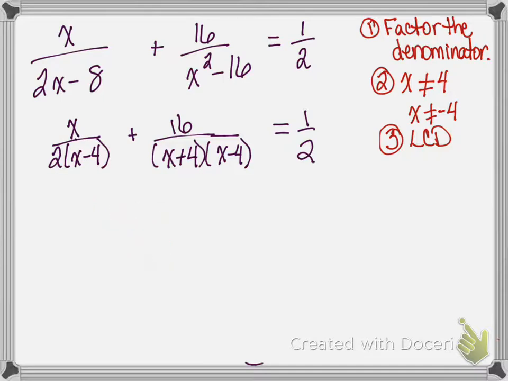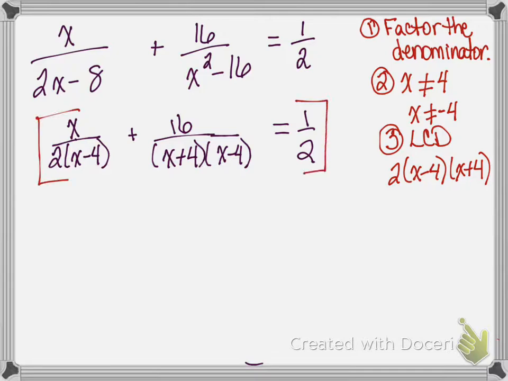Okay, now I've got to make sure that 2 is part of my LCD. So I'm going to write down 2. Then I've got to make sure x minus 4 is part of my LCD. Okay? Do I have x plus 4 as part of my LCD yet? No. Okay. Now, and do I have x minus 4 already? Yes. So I don't have to write that down again. Okay. So I just had to factor that stuff first. That's what I had to do first, was factor.